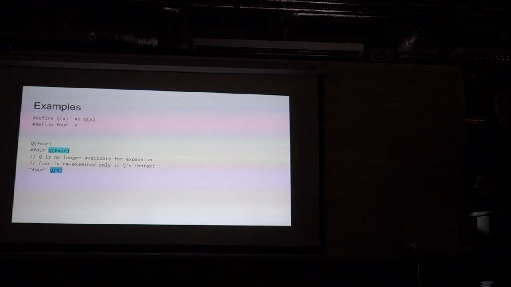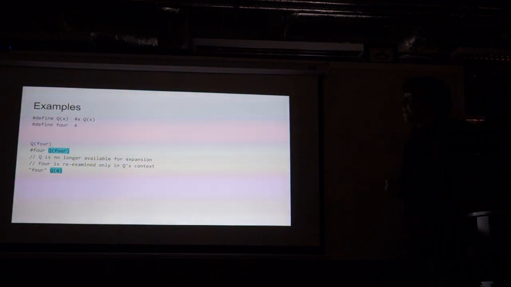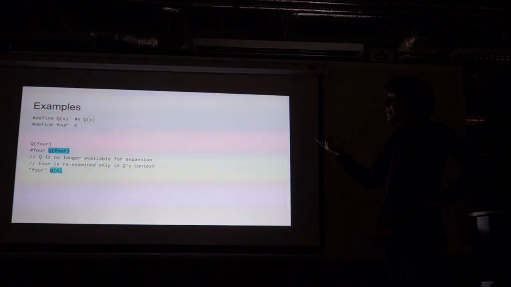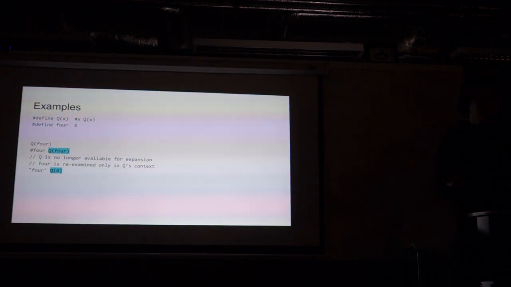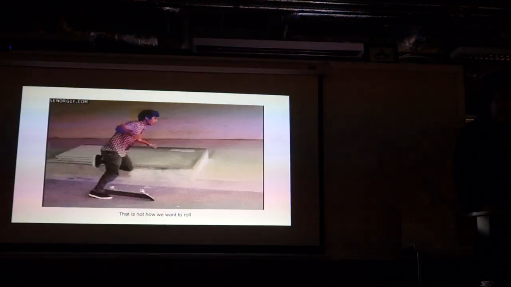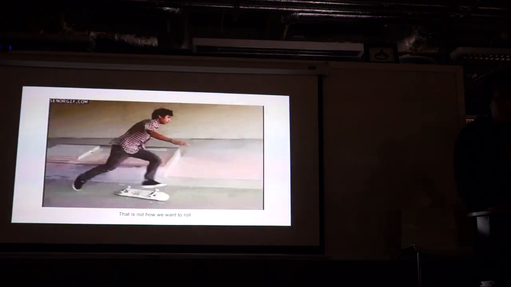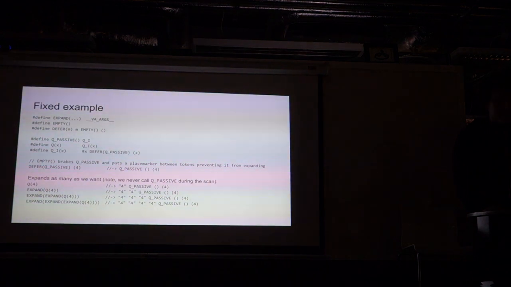Yeah, this is another example of some sort of recursion. Basically, in this example, Q is expanded into itself. And once it got expanded, it is marked as unavailable for further replacement, and it just dies and finds its end. Basically, this is not how we want to run our recursion. This is the fixed example. It's a bit trivial. I'll try to explain it somehow.